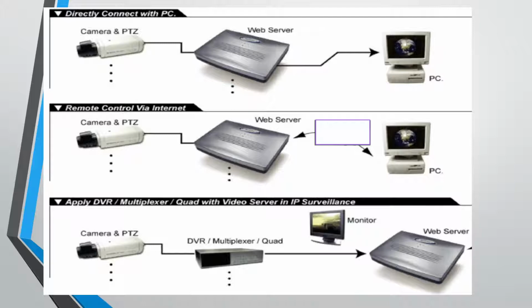And this is the photo which shows the three ways that we can connect the camera to the personal computer. The first way is to connect the digital video server and the PC, the personal computer, directly using the web server. And the second one is called remote control via internet.